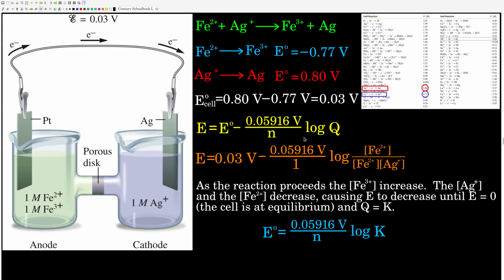So this term here is becoming larger. And so because of this negative sign, we start reducing the cell potential. It becomes less than 0.03. And this keeps going until the concentrations are such that this term balances E0, and now E equals 0. We're at equilibrium, the reaction stops, Q is equal to K. And at that point, E0 equals 0.05916 volts over N log of K.